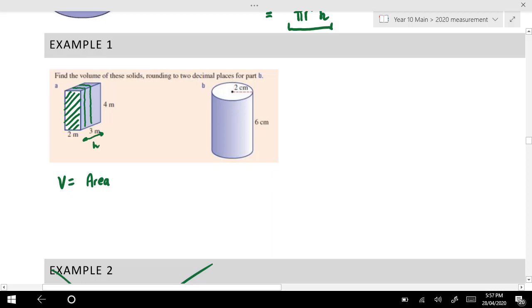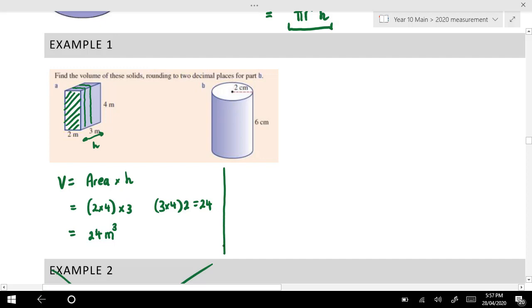Okay, so the area of a rectangle, we'll do that front one. That one is 2 times 4. And then multiplying it by 3 is going to give me 24. And of course, our unit is meters cubed this time. And as you can see, it doesn't matter which way we do it. We could do 3 times 4 times 2. It's still going to give us the same result.